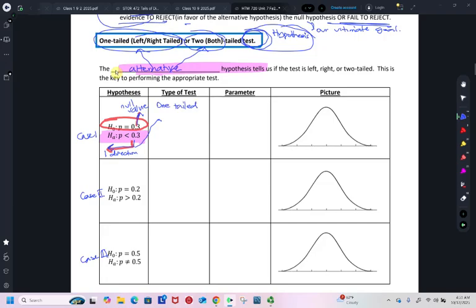And in what direction can it go lower towards? That would be the left. So it's a one-tailed or left-tailed test based strictly on the alternative hypothesis. And it's a test about what parameter? Of course, the population proportion, which is represented as P.